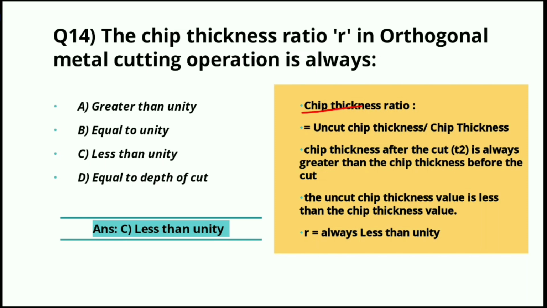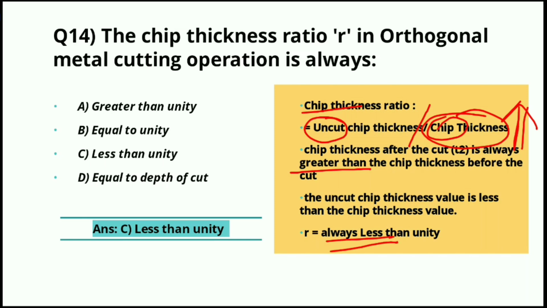Chip thickness ratio is given by uncut chip thickness divided by chip thickness. We also know that chip thickness after the cut is always greater than chip thickness before the cut, meaning the denominator is greater than the numerator. So this ratio will always be less than unity. So part C is the right answer. Now we will see our next question.